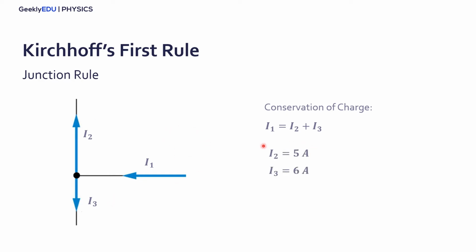Let's do a practical example. Let's assume I2 equals 5 amperes, I3 equals 6 amperes. Well, by the conservation of charge, I1 is 5 plus 6, which gives us 11 amperes. Alright, everything that's entering must be equal to everything that's leaving.